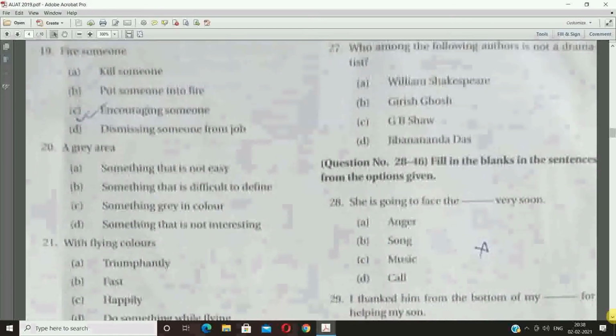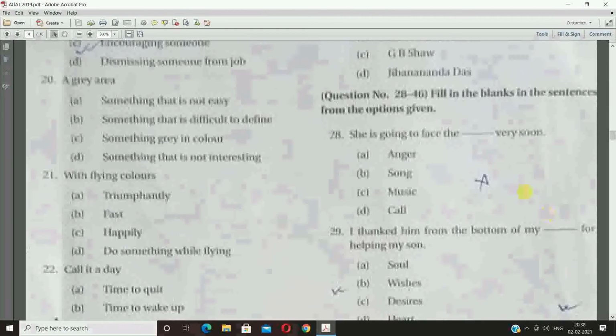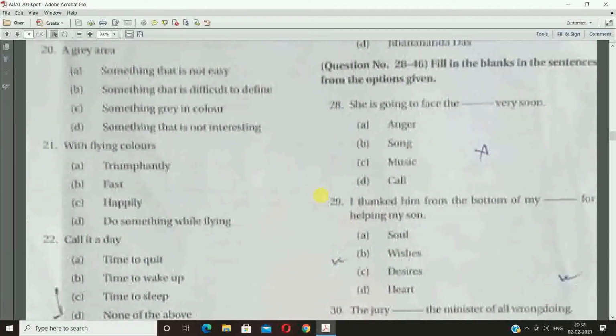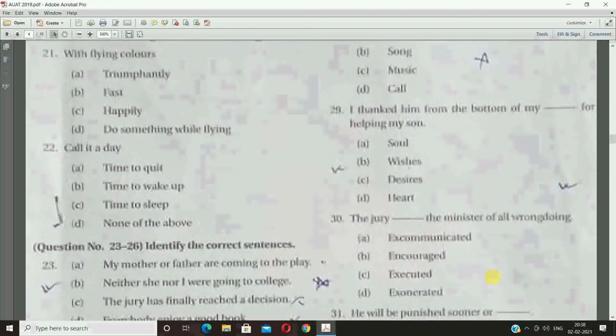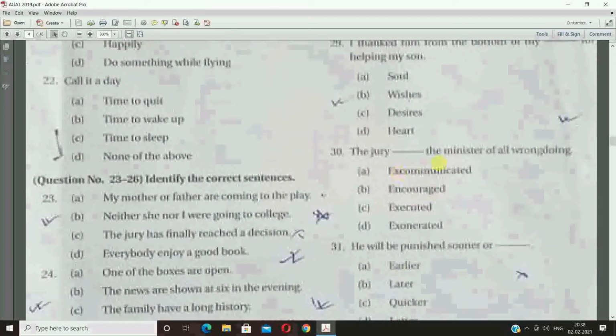Okay, now you can see that from 28 to 46, around 18 questions are from the grammatical portion. Here you can see question 29: I thanked him from the bottom of my dash. It would be the heart. We say from the bottom of my heart I want to thank you. Like this question, the jury, what would be the best word that would suit here? It would be exonerated. So exonerate means when we absolve someone of their guilt.